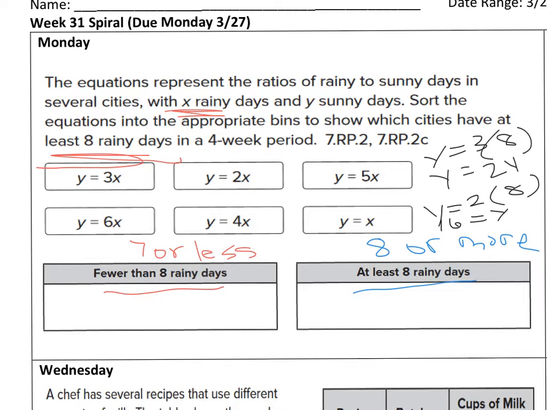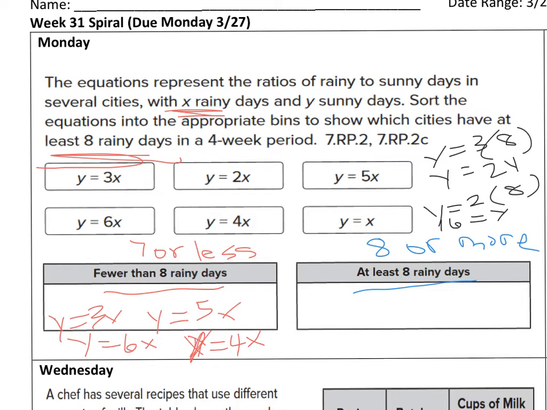So your answers for fewer than 8 days would end up being y equals 3x, y equals 5x, y equals 6x, and y equals 4x, because y, the amount of sunny days, will be so significantly higher than the amount of the 8 rainy days that we need.